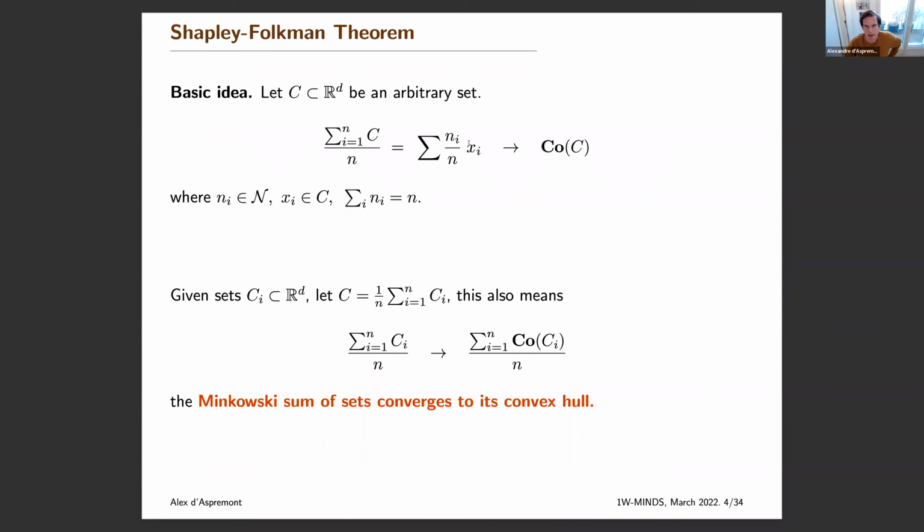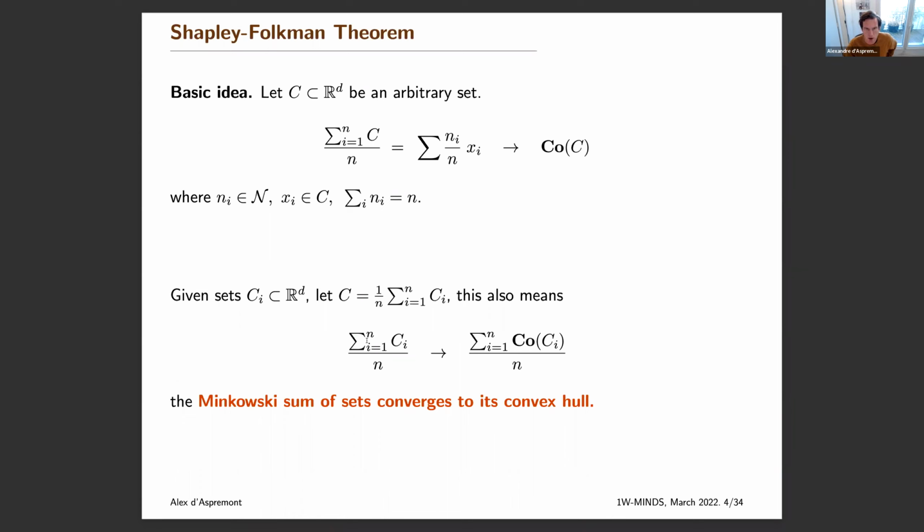The basic idea is that when you take the Minkowski average of a set with itself, the points can be written in this way. And when n goes to infinity, so the number of terms in the average goes to infinity, and the dimension remains fixed, of course, this converges, and this will be made precise later, to the convex hull of the set C. That's important. And the same statement extends directly to a sum of different, arbitrary sets Ci.